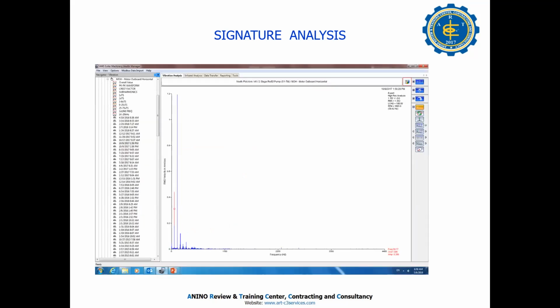So, signature analysis. I will get my eyeglasses because I cannot see the slides. Excuse me.